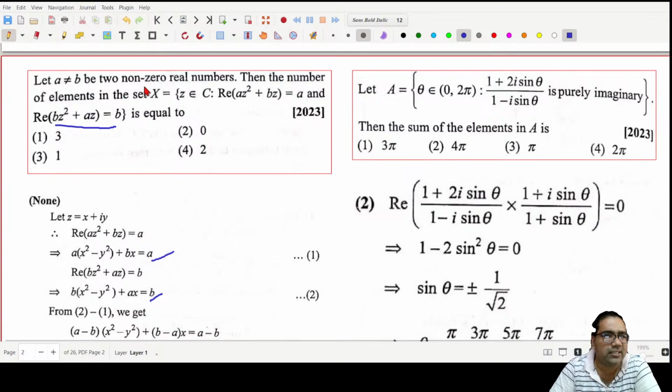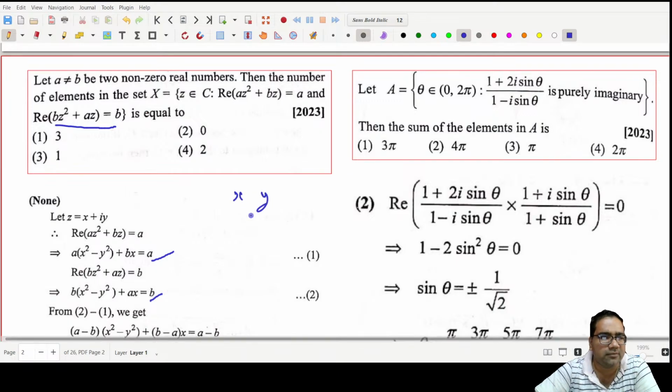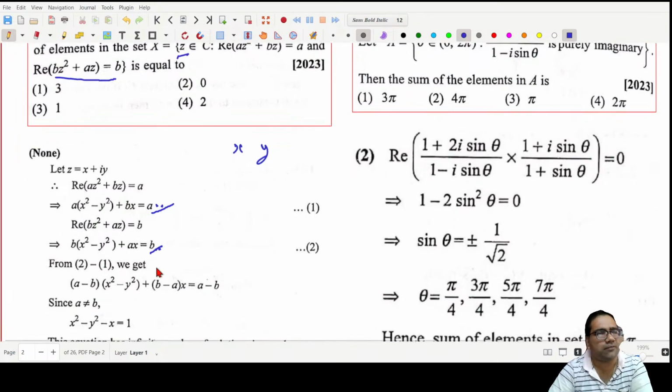So what is it that they are asking? Number of elements in the set x. In the set x means how many possible x and y are possible, right? The set has got z. So how many x and y are possible which will satisfy this condition and this condition? Using these two conditions, we should get some condition on x and y, and we should see how many x and y are possible.